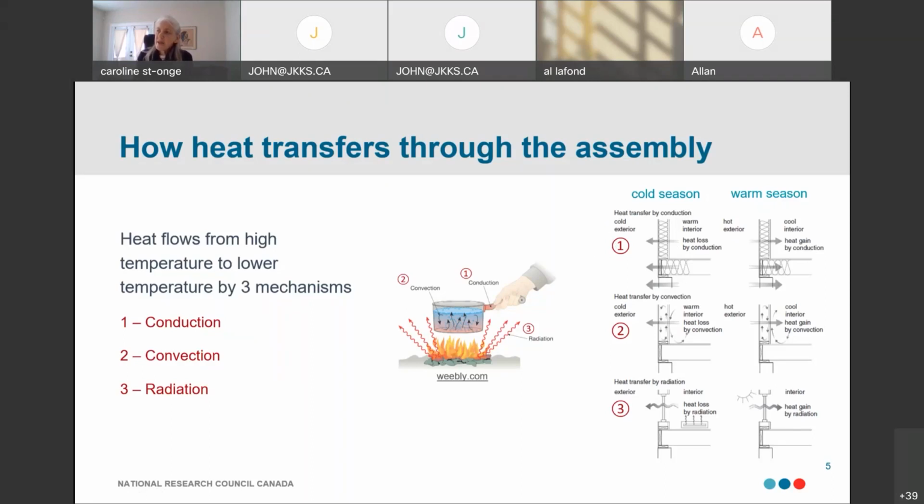And this phenomenon is occurring during the warm season, but in the opposite direction. With respect to convection, convection means that heat is transferred due to the movement of a fluid.